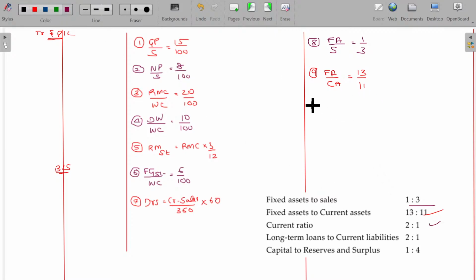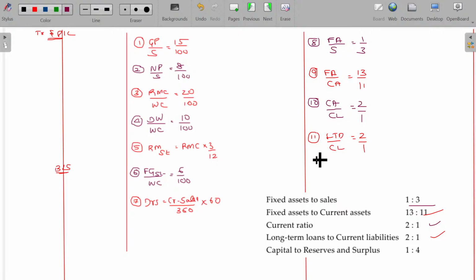Current ratio, current assets by current liabilities, 2/1. Long-term loans, long-term debt divided by current liabilities, 2/1.